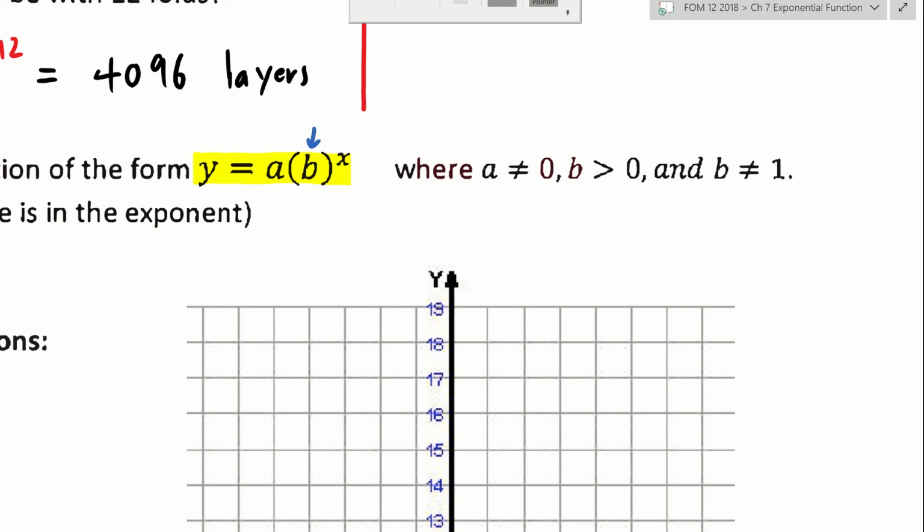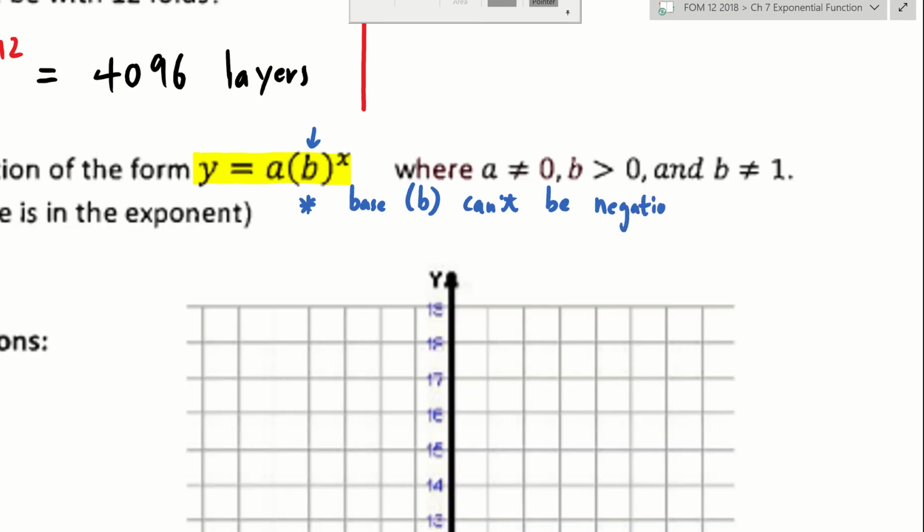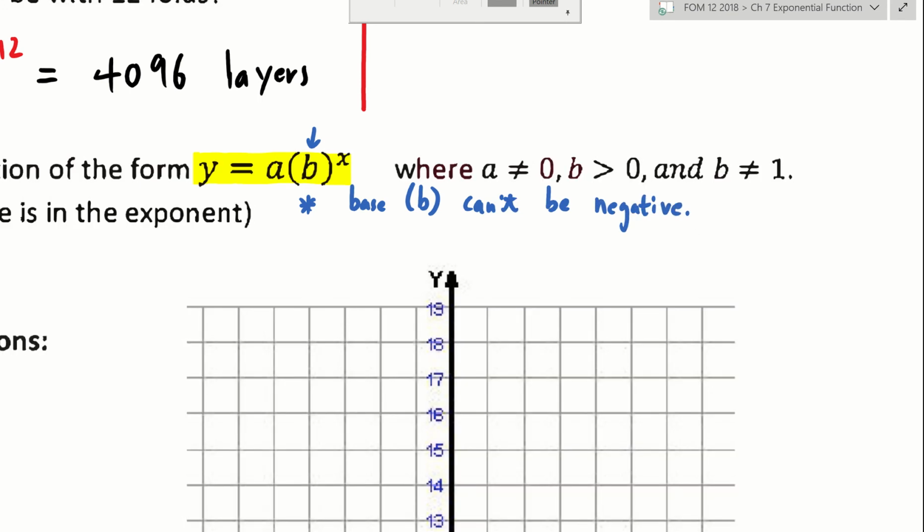Now in this situation, of course we don't want a to be 0 or b to be 0, because if it's 0 then y equals 0. It's just a line, so it's not fun at all, right? We also have to make sure that the base, which is that b, is not negative, so it's always a positive number at least. Okay, so of course b also cannot be 1.